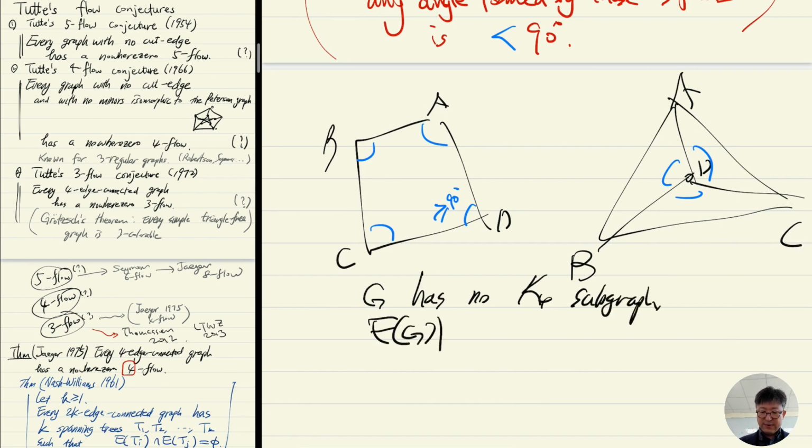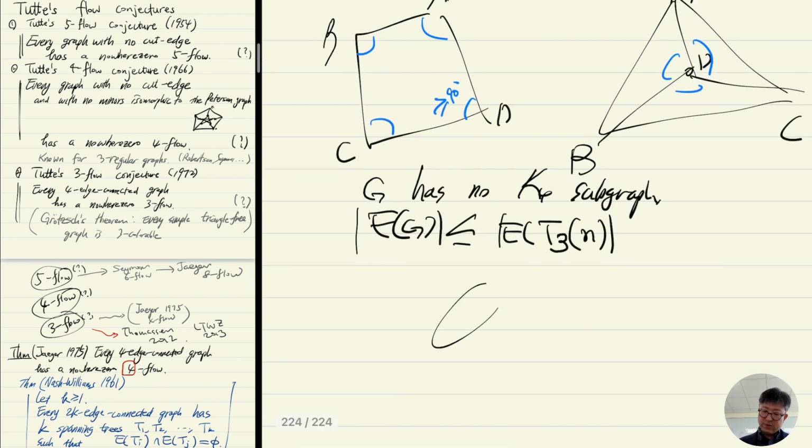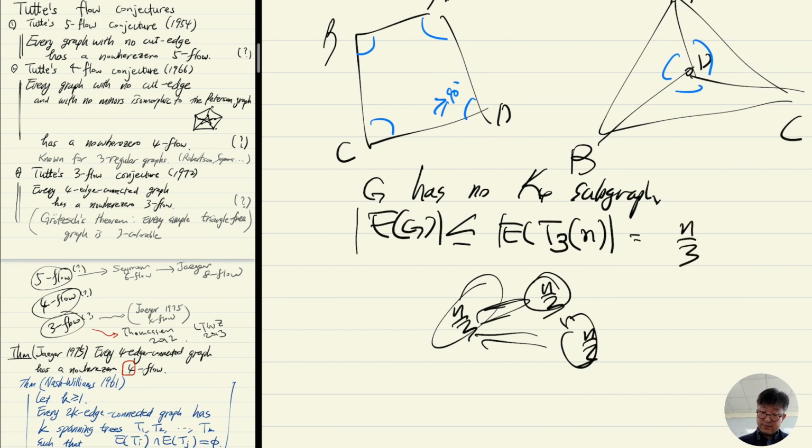So by Turan's theorem, the number of edges is at most the number of edges of the Turan graph. What is the number of edges here? It's going to be n over 3, n over 3, n over 3, something like this. So it's roughly 3 times n over 3 times n over 3. But to be safe, there's actually an error: depending on n modulo 3, you have to fix it a little bit. So let me just roughly show you something like this. So this is n squared over 3.